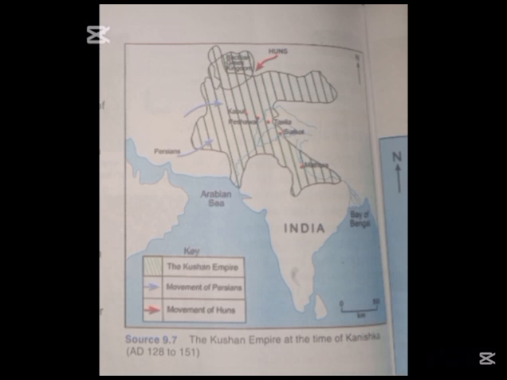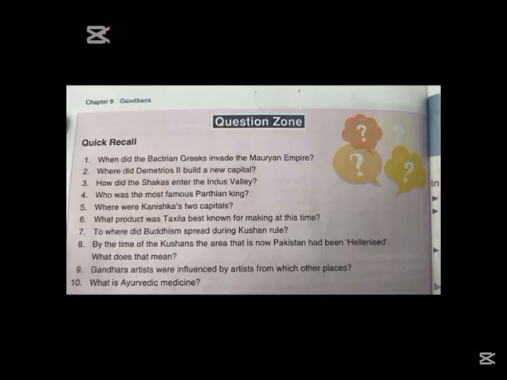Movement of people is shown by arrows. Blue arrows show the movement of the Persians. The red arrows show the movement of the Huns in the region. And the region around Peshawar and Taxila was part of Gandhara, which was an important cultural and trade center.